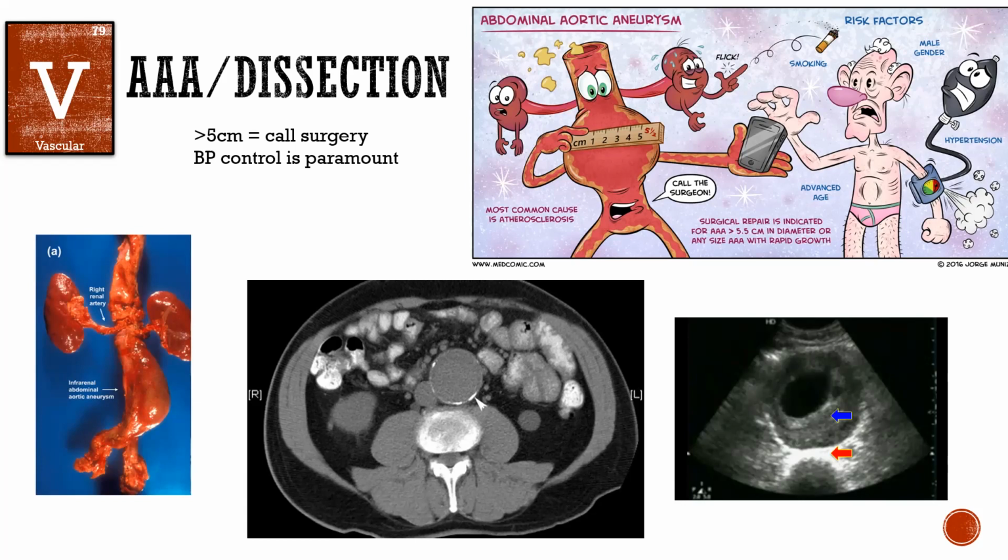Remember that a lot of people can have known AAAs at 3 or 4 and just be watching them, right? Blood control is also really important because we don't want to exacerbate that stretching and cause rupture. A dissection, however, is something that can be chronic, but is always something that a surgeon needs to be involved with. You can see the picture of the ultrasound here, where you can see that there is a false lumen and a real lumen, and then there's clot in that aorta as well.